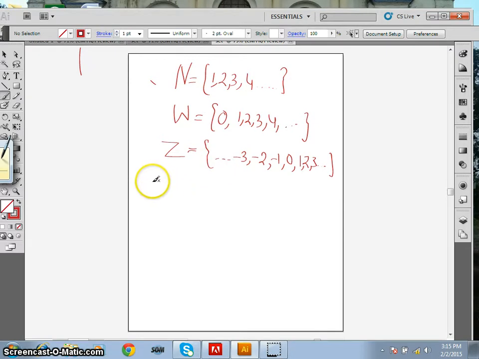Z plus we denote for positive integers. We should remember the symbols. That means all positive integers, 1, 2, 3 and so on. So this is the same as natural numbers. If we write Z minus, it means negative integers. So it's minus 2, minus 1.